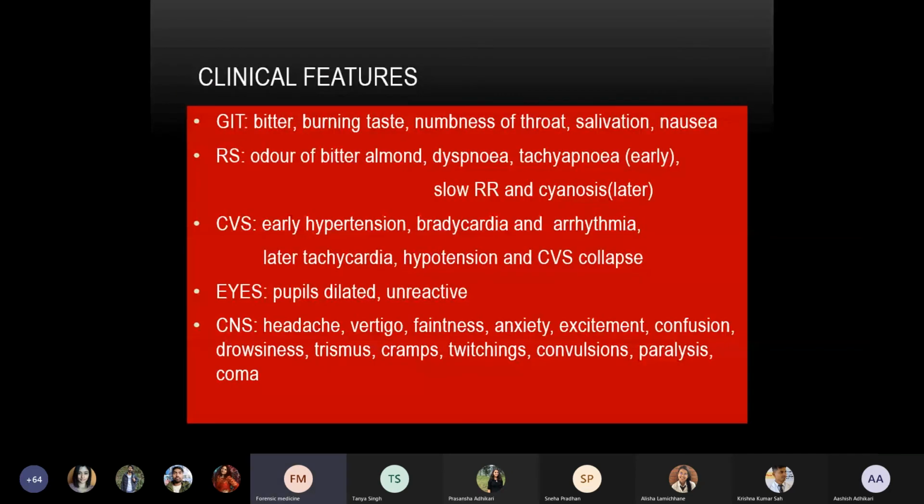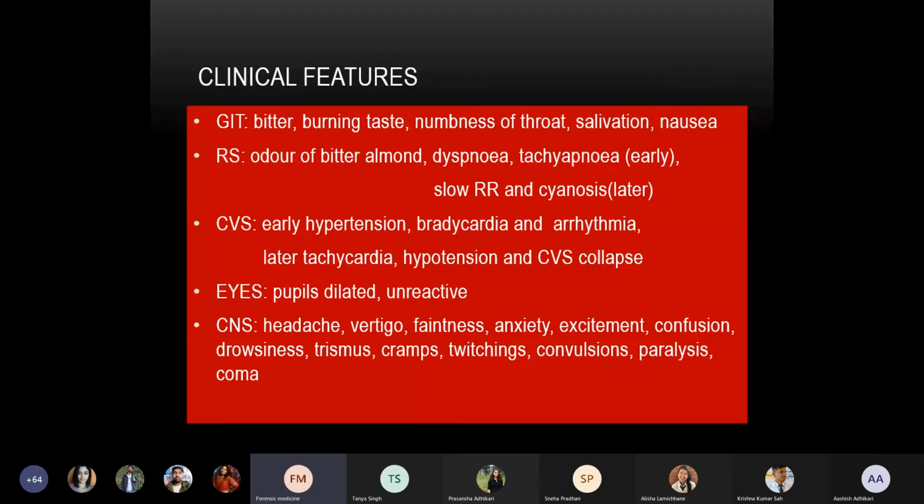The clinical features include GI symptoms: bitter and burning taste, numbness of the throat, salivation, and nausea. Respiratory symptoms: odor of bitter almonds, and in the earlier stage we will see dyspnea and tachypnea, and later on the respiratory rate will slow down and there is presence of cyanosis.